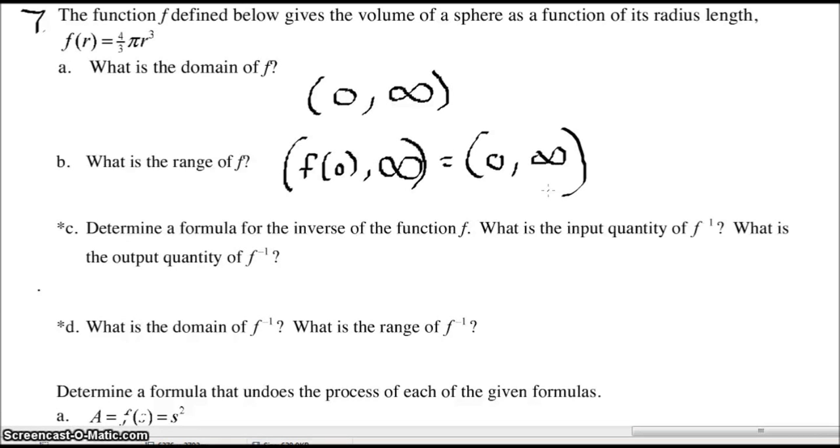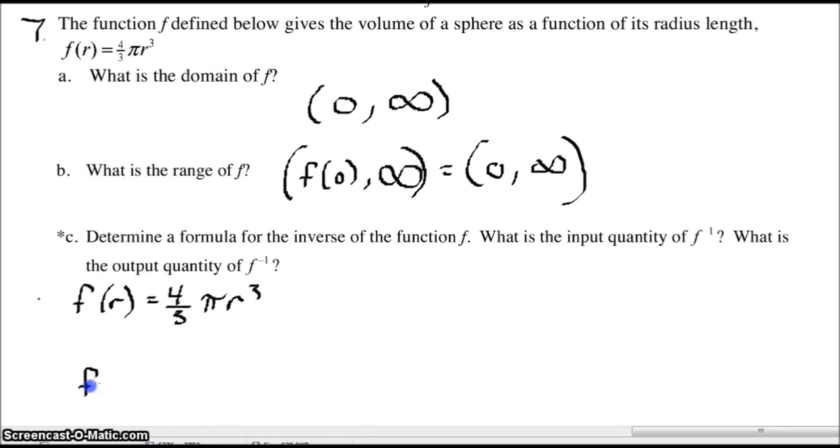Determine a formula for the inverse of the function f. What is the input quantity of f inverse? What is the output quantity of f inverse? Okay, let's think about f inverse for a second. Notice that the input of f is a radius and the output is the volume. So for f inverse, what is the input quantity? It's going to be reversed. It's going to be the volume. And what is the output quantity? That's going to be the radius.